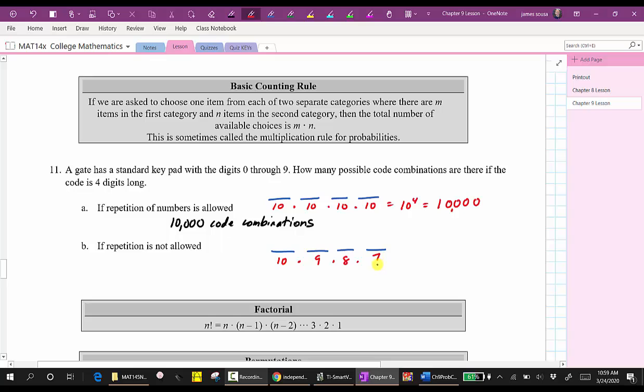10 times 9 times 8 times 7 is equal to 5,040. So when repetition is not allowed, there would be 5,040 code combinations.